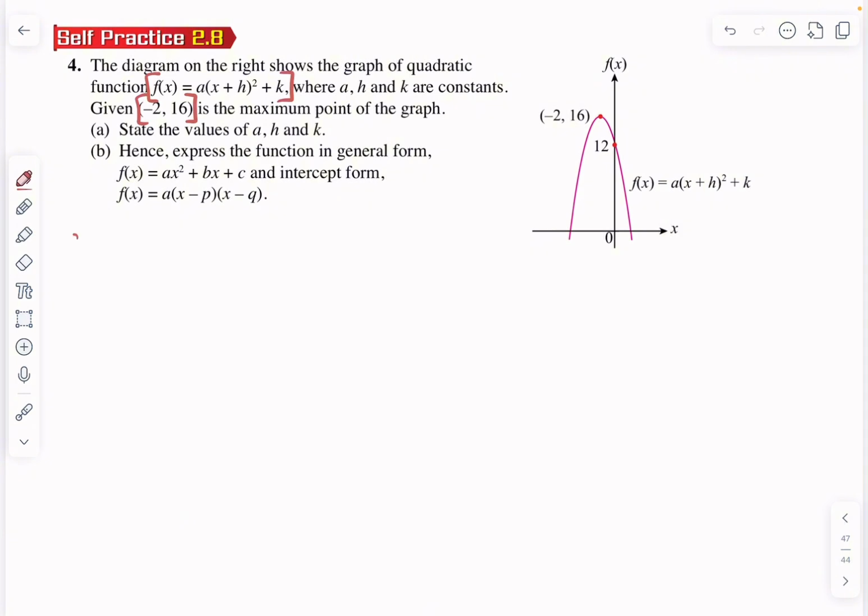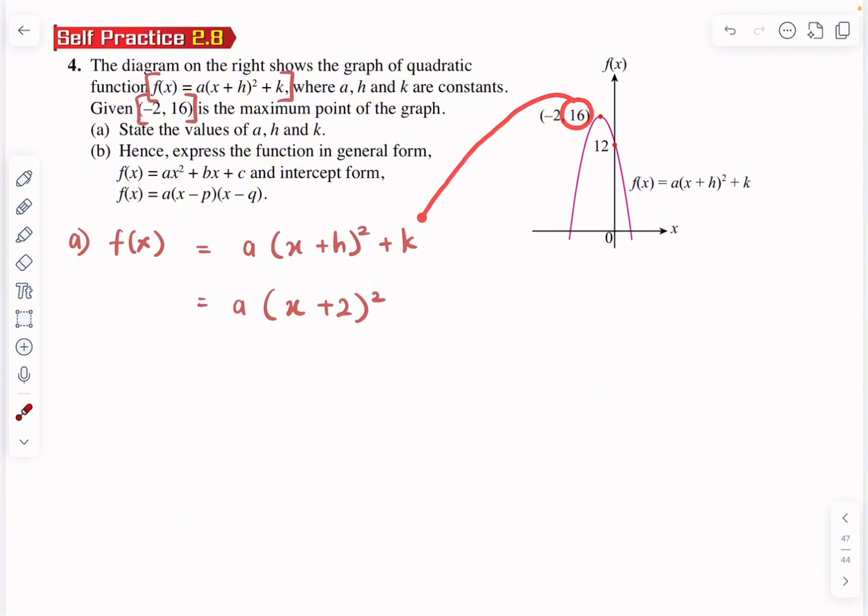Alright. So this graph is A(x + H)² + K. So this is vertex form, right? That means this will be our maximum point. So how to put it inside? A(x... Okay, this is negative 2, isn't it? So when we put inside the bracket, it will become plus 2. And K, you just write it as K. K will be our 16.